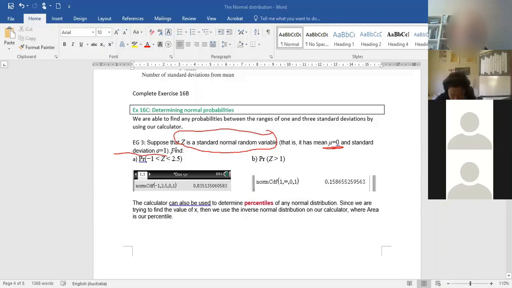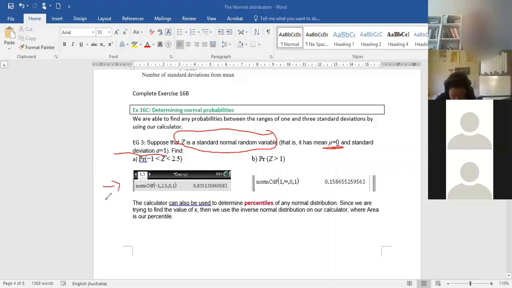Part A says find the probability that Z is between -1 and 2.5. Okay, now you might be given X values and you need to convert to the Z, the standard form like we did in 16A. So we've already done that, we're not going to do that. Once you convert to the Z's, you can use the normal CDF.